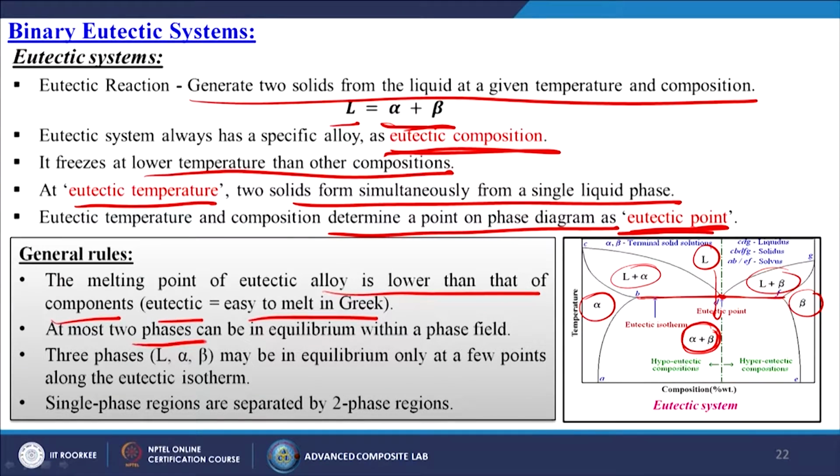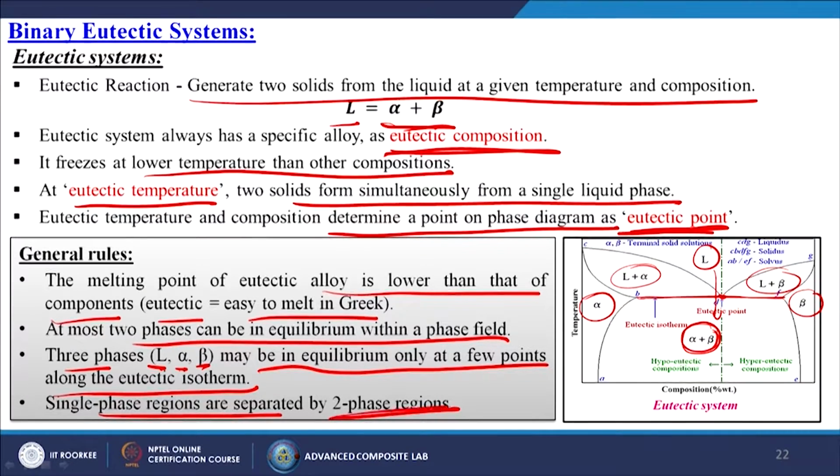At most two phases can be in equilibrium within a phase field. Three phases, like L, alpha and beta, may be in equilibrium only at a few points along the eutectic isotherm. Single phase regions are separated by two phase regions.